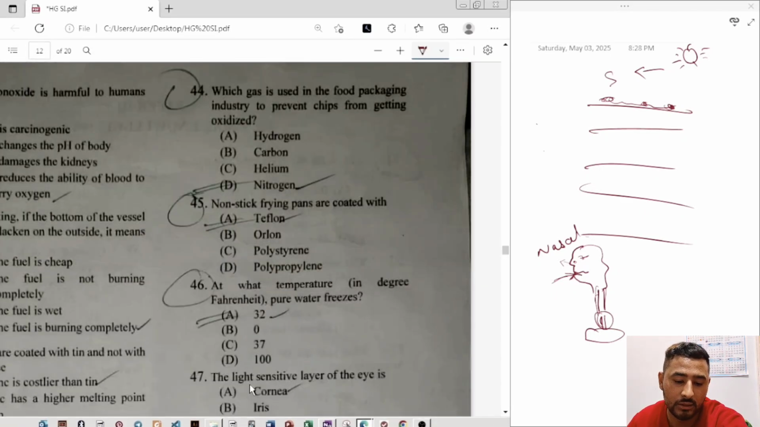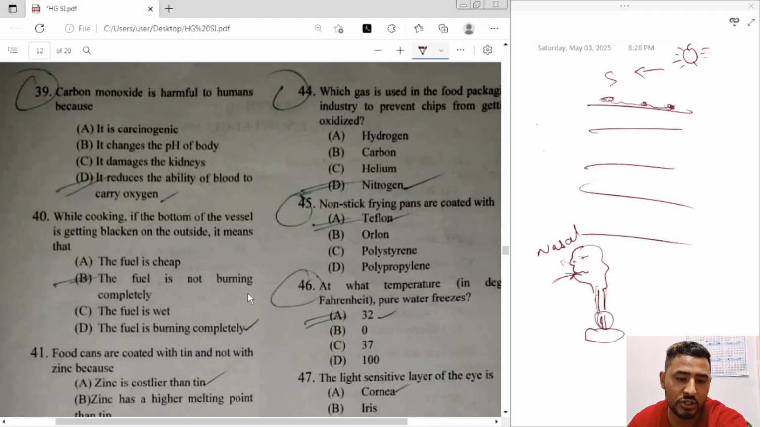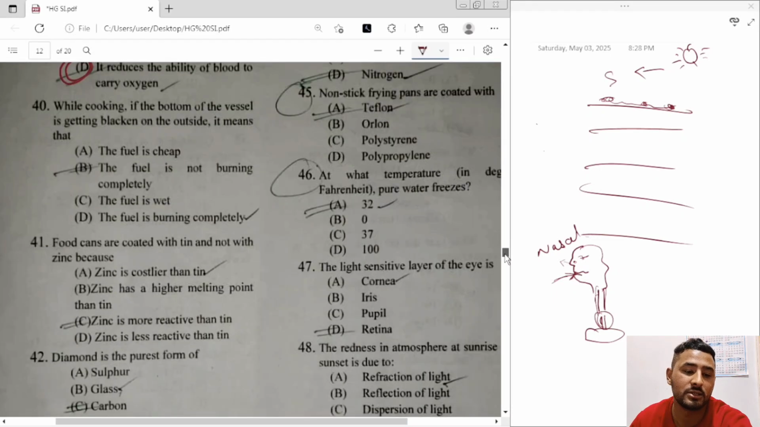Let's go to the next question, question number 39. Carbon monoxide is harmful to humans because why? It reduces the ability of the blood to carry oxygen. So 40. Question number 40. While cooking, if the bottom of the vessel is getting blackened on the outside, it means what? The fuel is not burning completely.